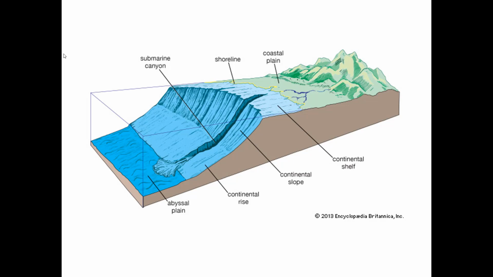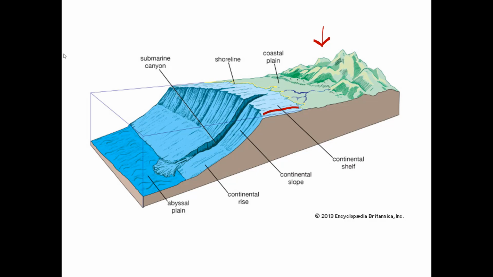This is what it looks like in cross-section. Again, we have mountains here close to the shore. We have a relatively small continental shelf, which is the edge of the continent that is underwater. And not too far offshore, we have a steep continental slope, which is actually where a lot of the sediment that accumulates offshore, or that is delivered to the offshore region, ends up being deposited down here at the base of the continental slope.